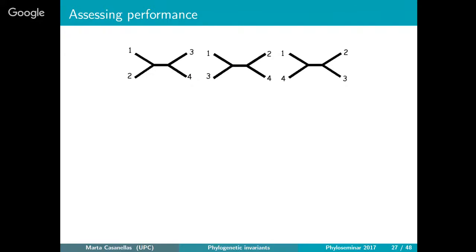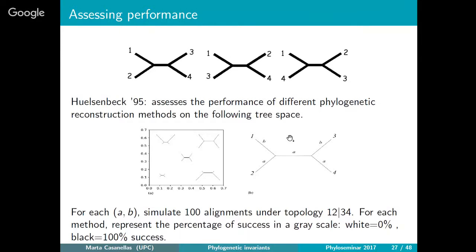So how does it perform this method? In order to assess the performance, we used an approach of Huelsenbeck. We consider this tree space. We consider trees with a parameter A for this branch length, a parameter B for this outer branch length, and we let A run here, B run here, so that the trees that we got on this corner are of this type in the Felsenstein zone, and we get all this range of trees.